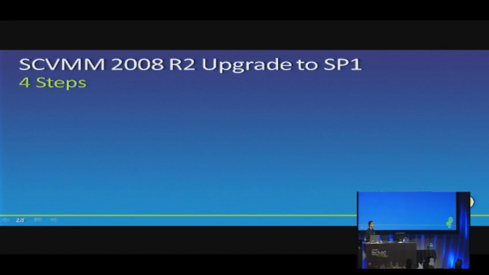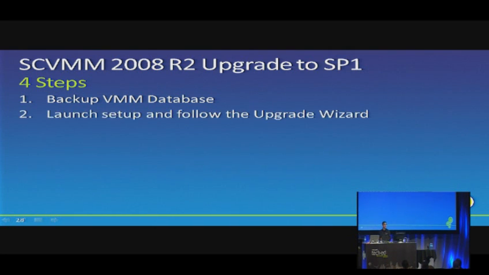All right. So when I want to upgrade from existing 2008 R2 to Service Pack 1, it's basically a 4-step process. First step, I need to back up the VMM database. The only reason I need to do that is that we changed the database, so you can't go back. So you want to back it up, so if you need to move back to the original version, you can do that. Then you just launch setup and follow the upgrade wizard.